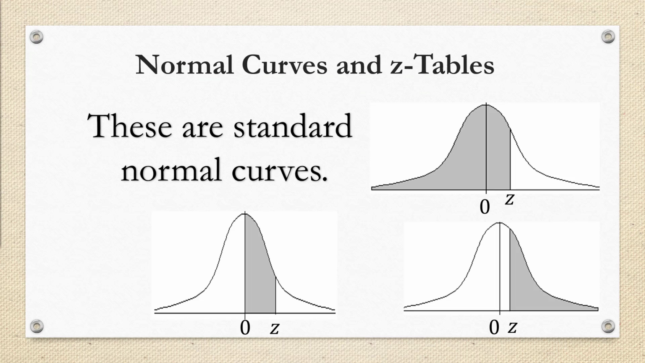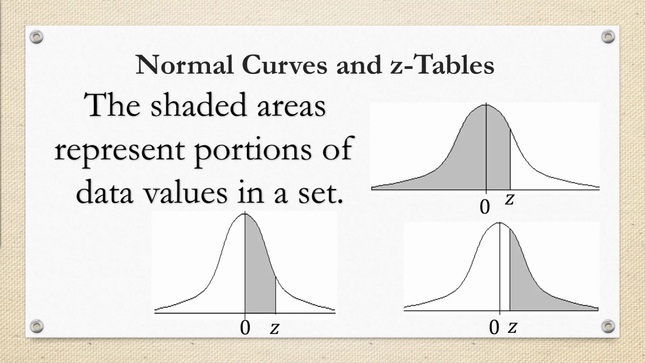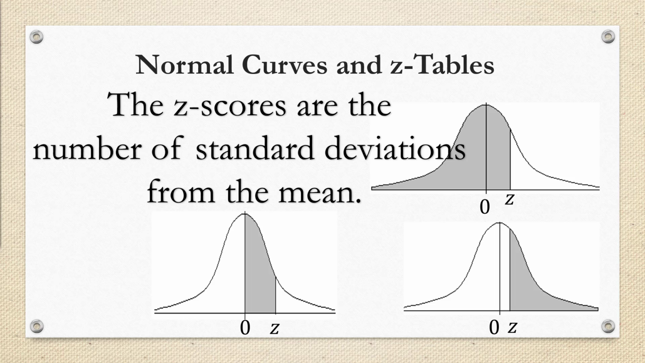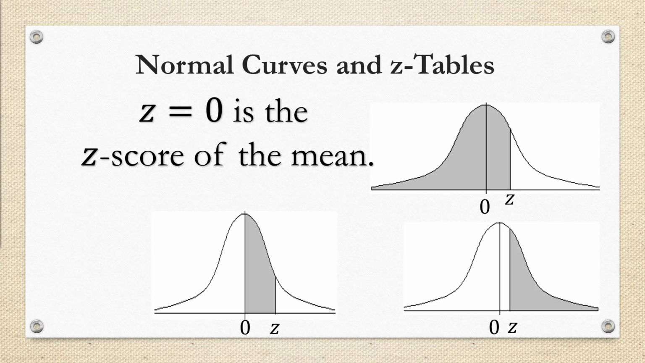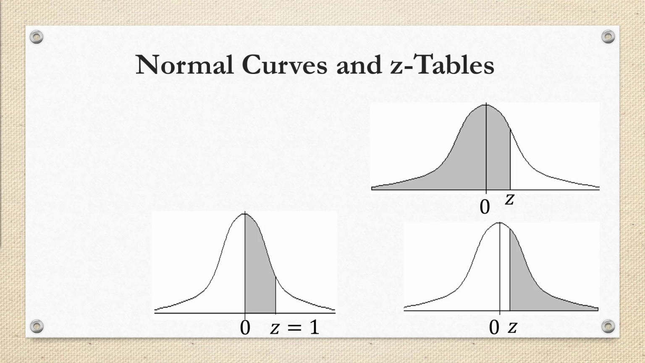These are standard normal curves. The shaded areas represent portions of data values in a set. The z-scores are the number of standard deviations from the mean. Those are the little numbers along the number line on the bottom. Z equals 0 is the z-score of the mean. Let's suppose that we were looking at z equals 1.